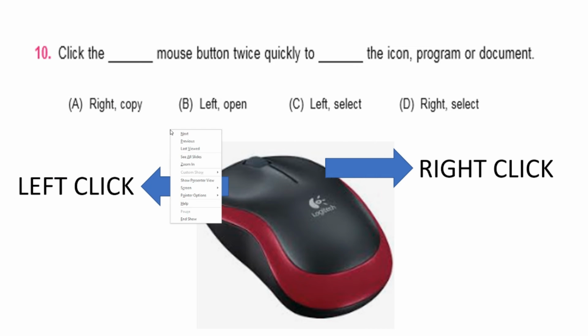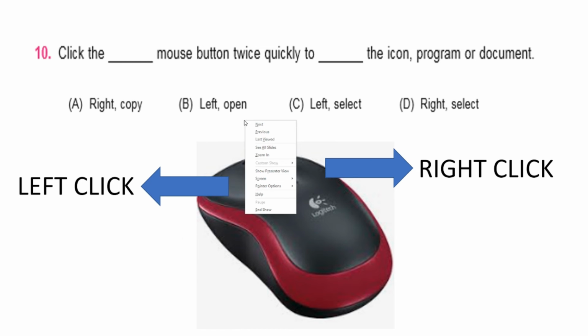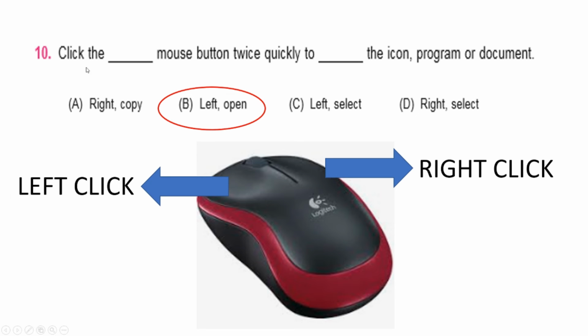Similarly, if I do right click once, it gives me a menu option. If I do right click twice, again same thing happens. So my right answer is option B. So click the left mouse button twice quickly to open the icon, program or document.